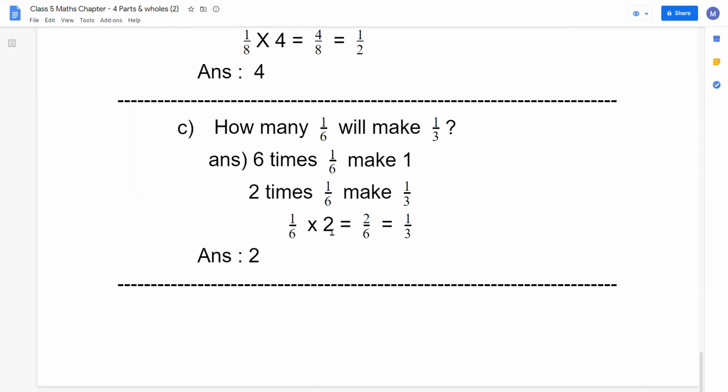Now 2 times of 1 by 6, showing the calculation, 1 by 6 multiplied by 2. 1 2s are 2 upon 6. 2 upon 6, finding the reduced form, it is 1 by 3. So our answer is 2 times. 2 times of 1 by 6 will make 1 by 3.